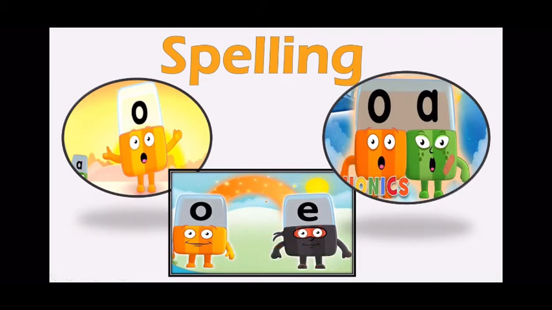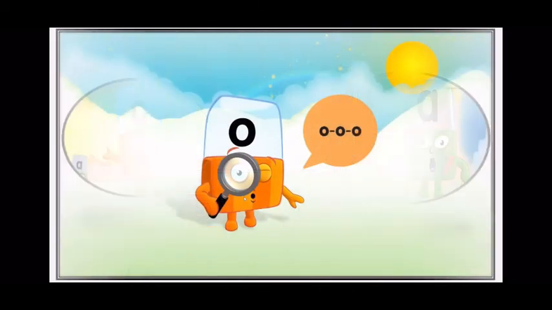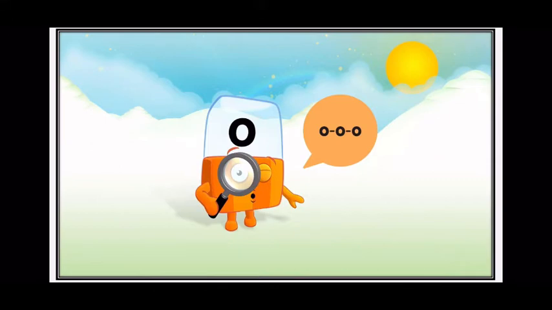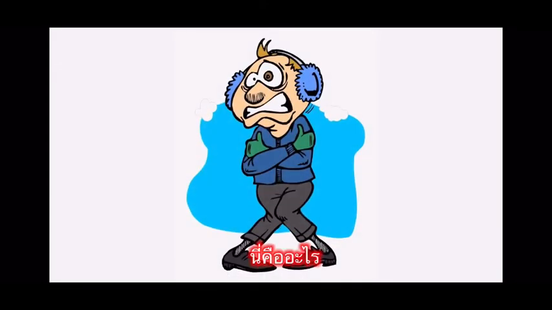So, if there is a single O in the word, the sound could be O. If O and A are together, this sounds O. And if it has O and E at the end, the sound is O. So let's take a look first at the words with only one letter O. Everybody, O.